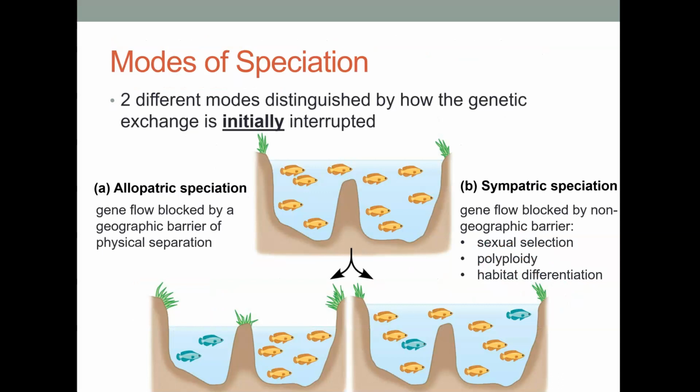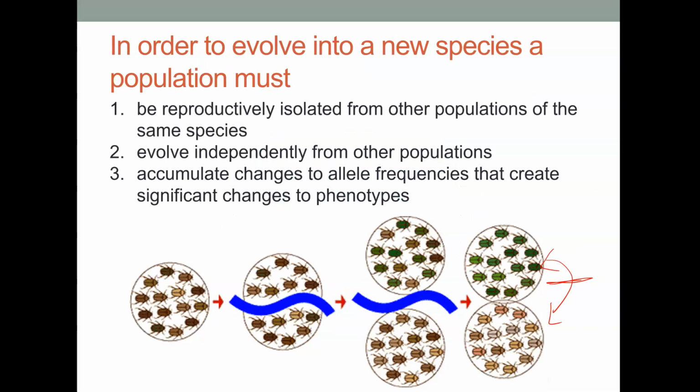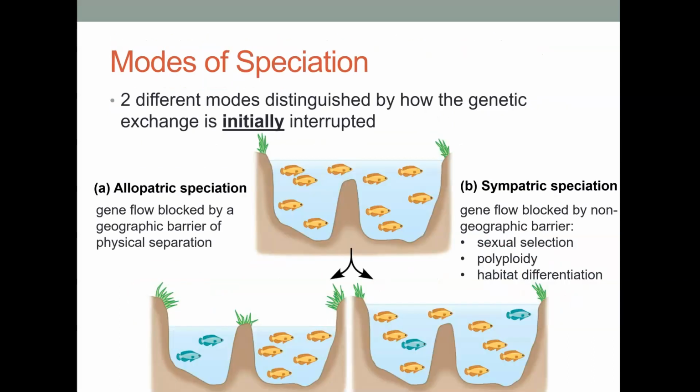There are two modes, two mechanisms or processes, through which speciation can occur. It really depends on how the initial gene flow has stopped. Remember the first criterion: the populations have to be isolated from one another. So how does that isolation occur? The first one is called allopatric speciation, and allopatric speciation is when we have a geographic barrier between two populations.